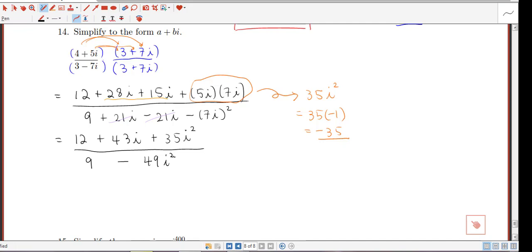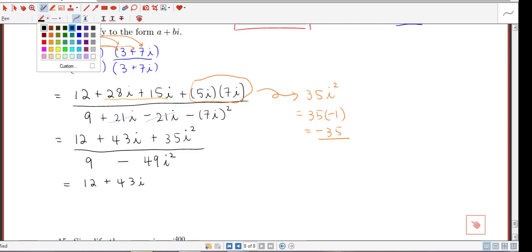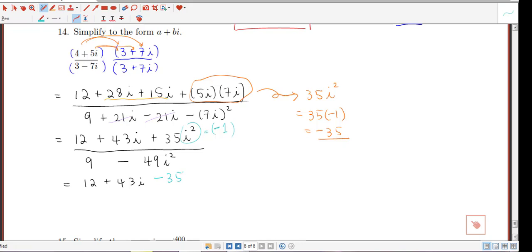Okay, now let's deal with the i squared. i squared is negative 1. So I'm just going to rewrite this. So this is what? 12 plus 43i. And then, again, this is going to become negative 1. Okay, so here what you're going to get is what? I'm just going to put negative 35. Okay, so be careful right there with the sign. And then, whole thing dividing by 9.